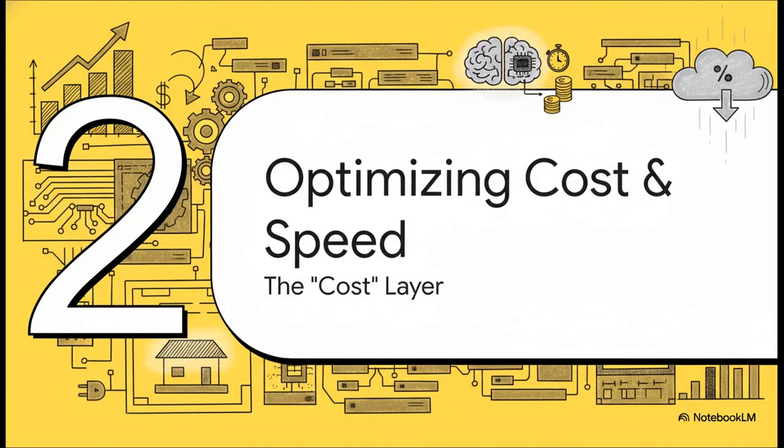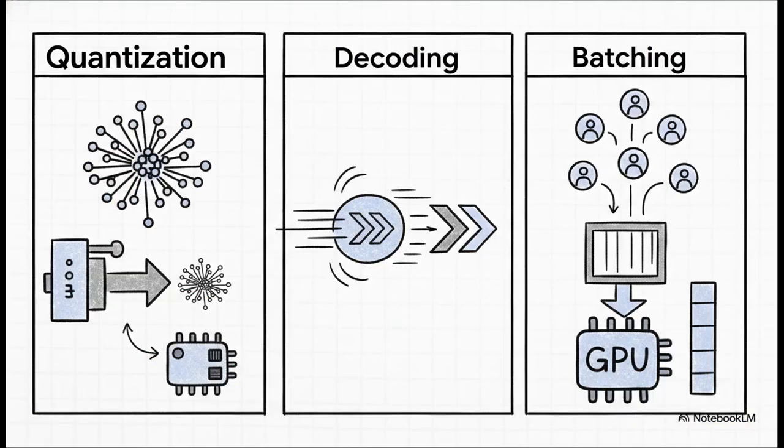And that idea of smaller, faster models leads us right into our second layer, cost. Because an AI system that isn't financially viable, it's just a science project. A huge part of an architect's job is mastering the deep technical tactics that make AI affordable when you're running it at scale. So what's in the optimization toolkit?